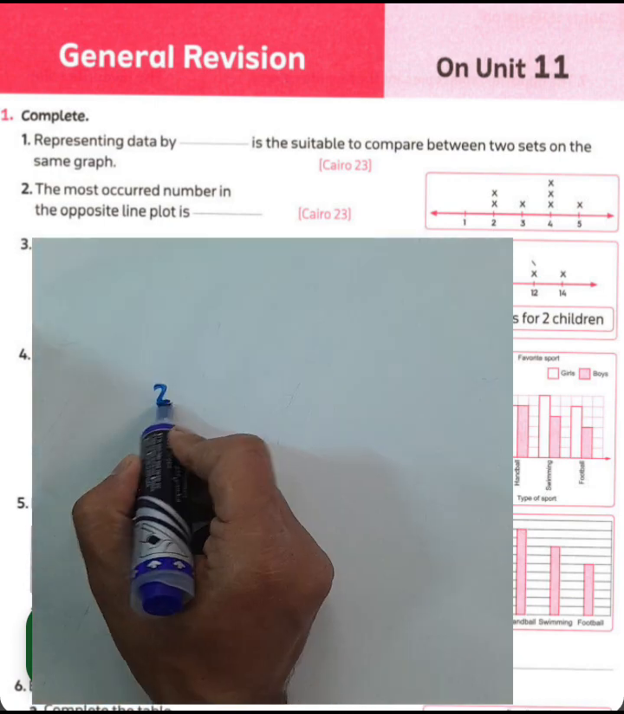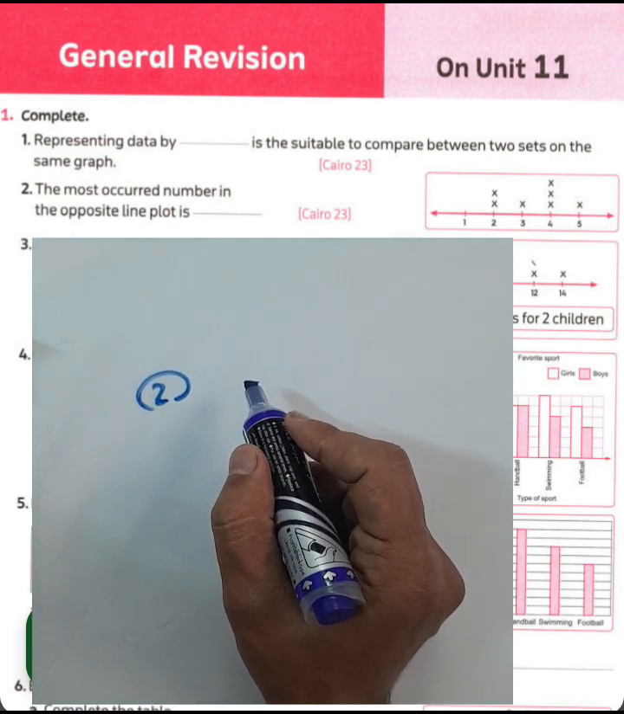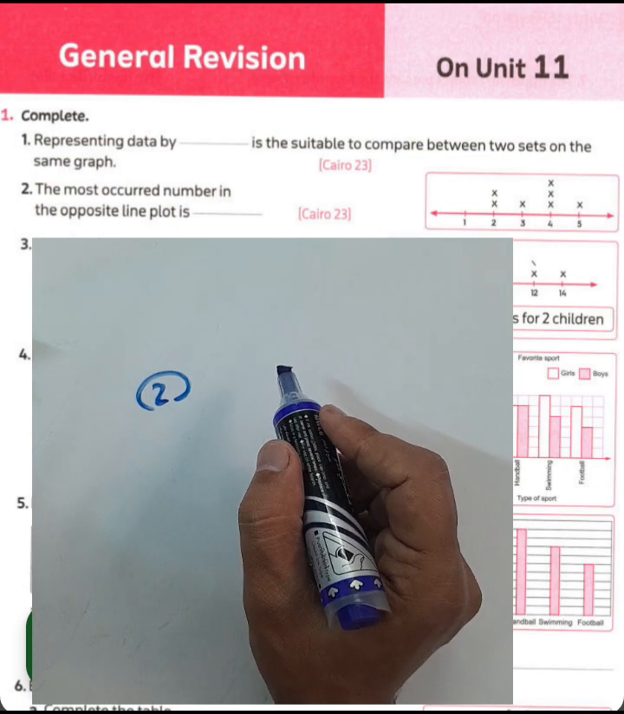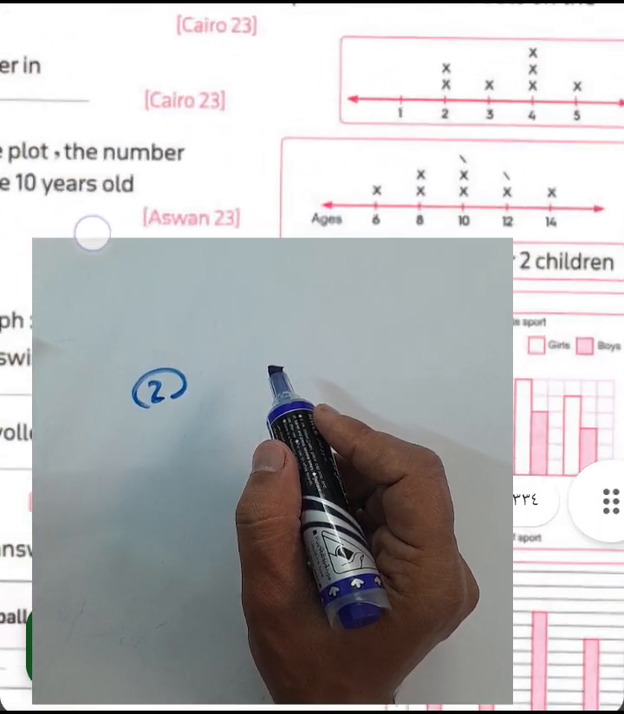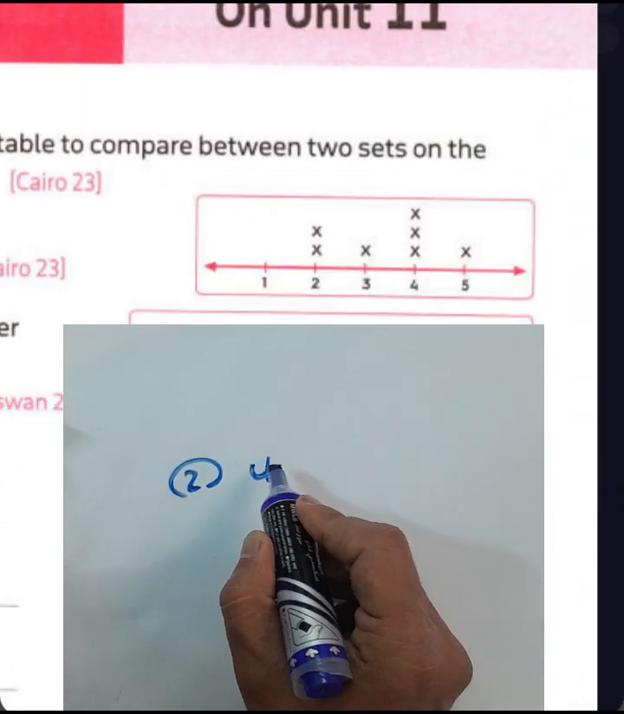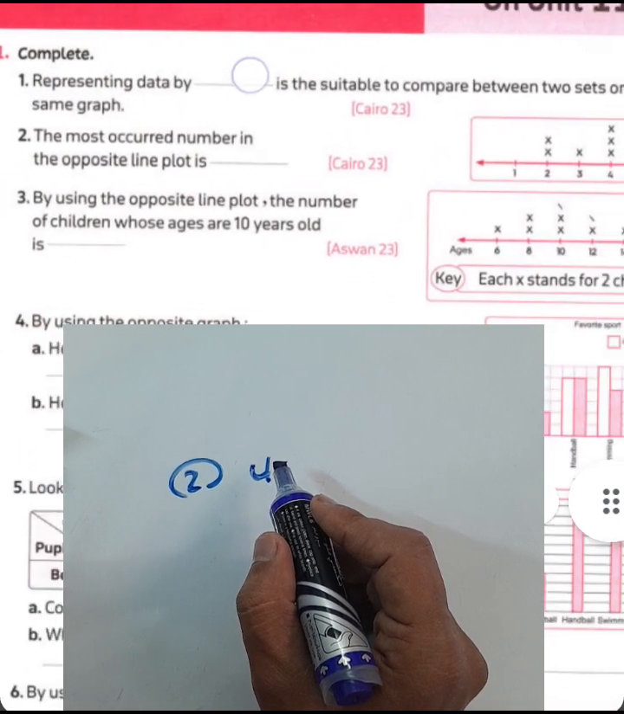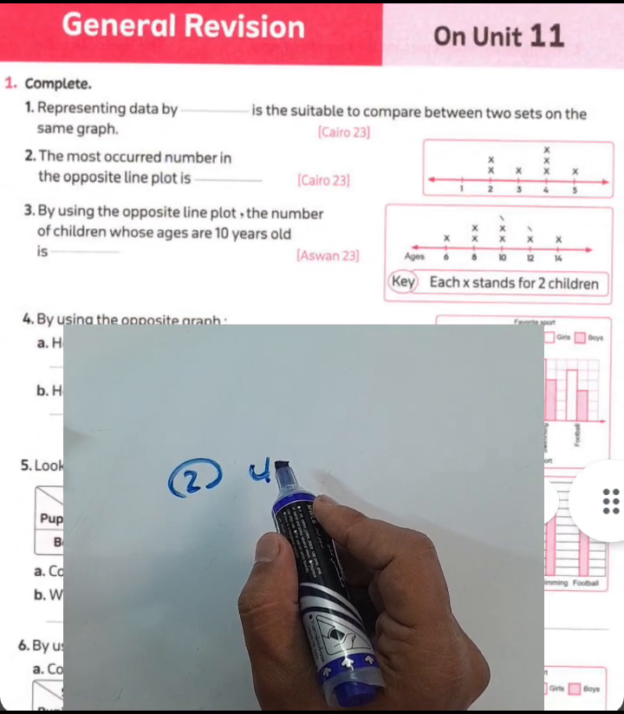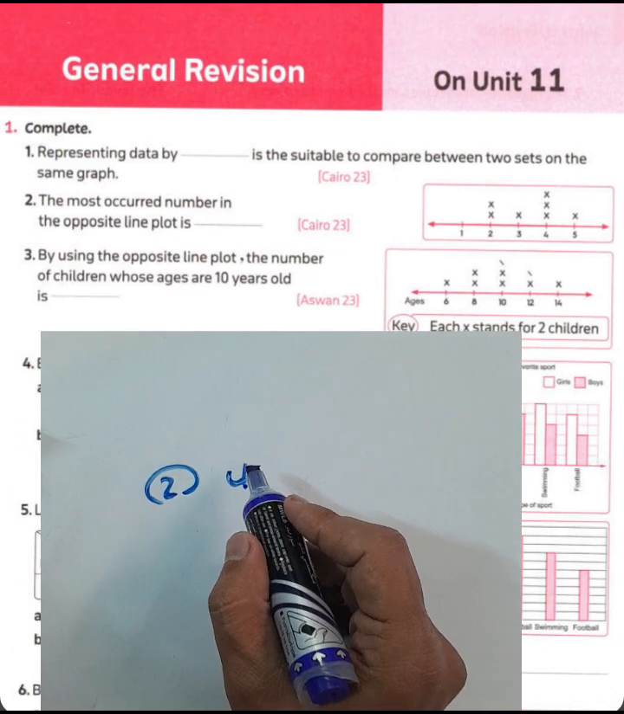Question number 2. The most occurred number in the opposite line plot here is 4. It's the most repeating, or occurred, it will be number 4. Here we have 3 points of this point.